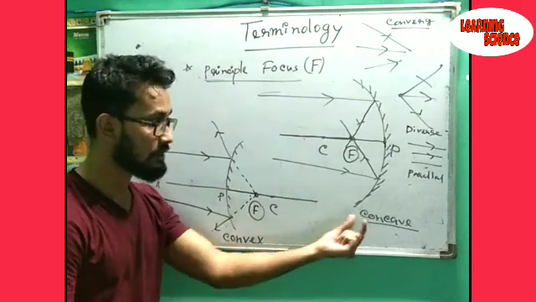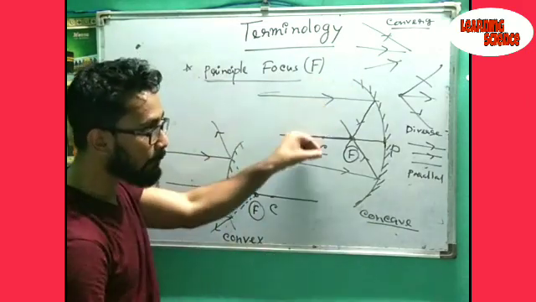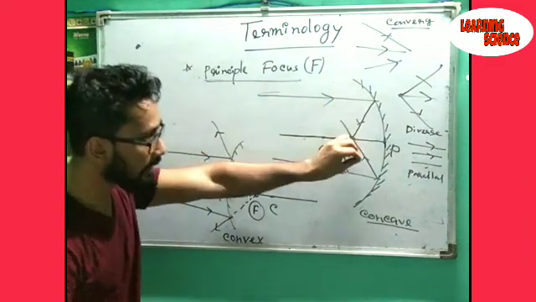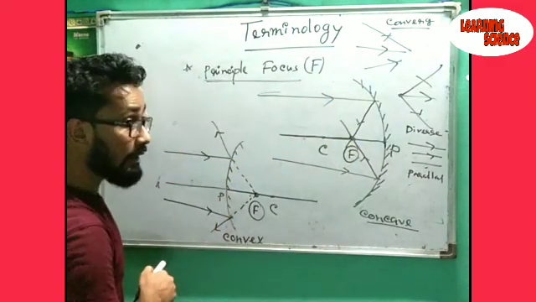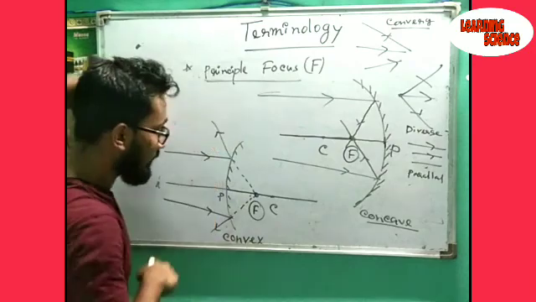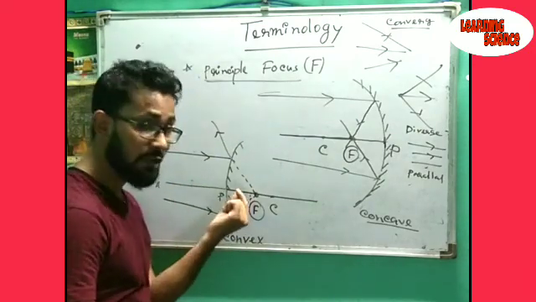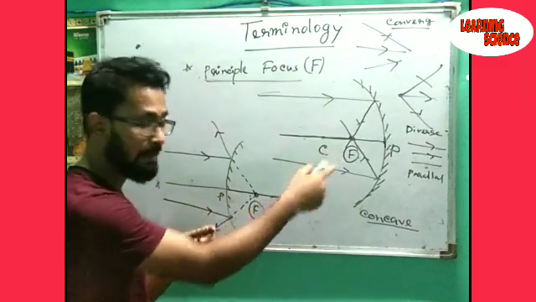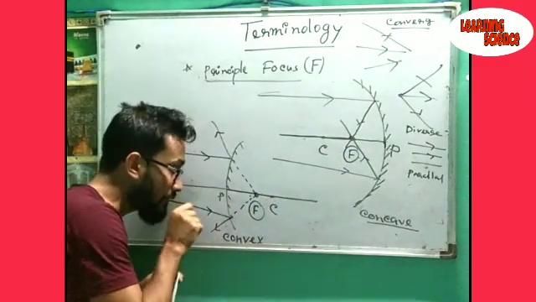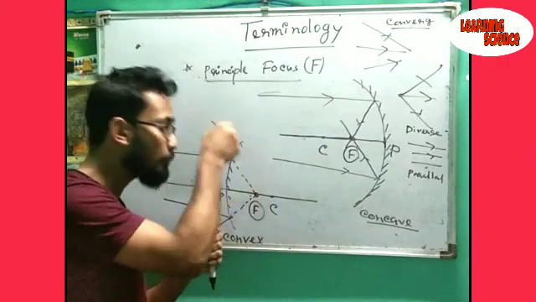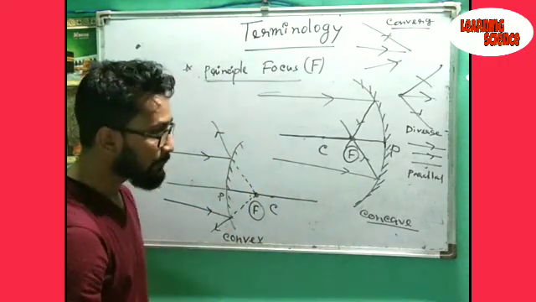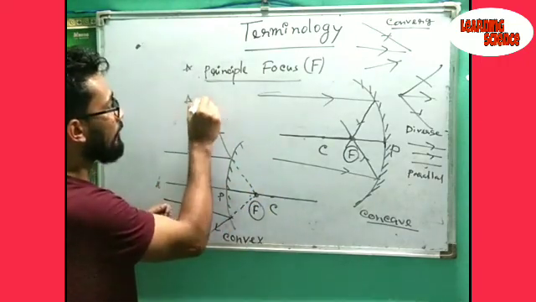The concave mirror is a converging mirror: light meets at a point after reflection. Here, after reflection, the rays go away, diverging and scattering. Hope it's clear. In the case of the convex mirror, they are diverging, but the observer will think they are coming from behind the mirror. That point is the principal focus. And the fifth point is focal length.